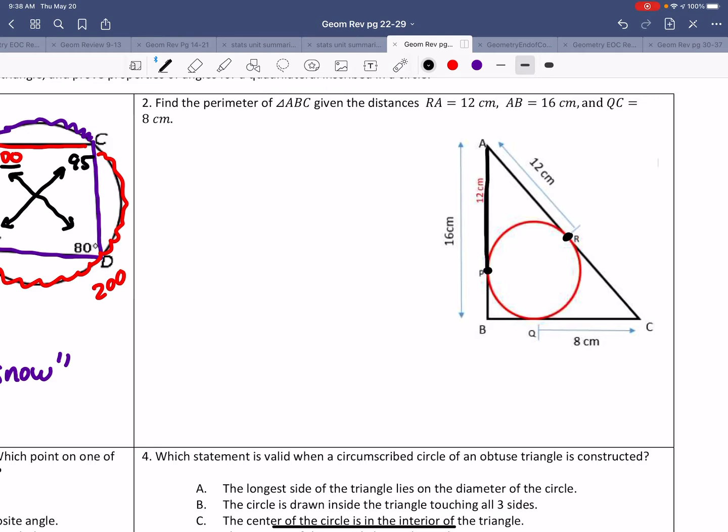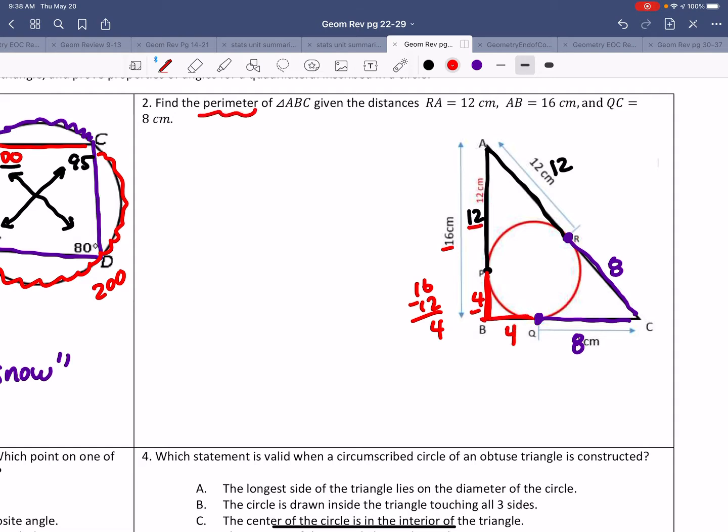All right, so this is 12 and that's 12. Tangent lines are congruent, right? This one would have to be 8 because this one is 8, right? And if this whole thing is 16, then 16 take away 12 is 4. This would have to be 4 because 4 plus 12 is 16. And then this would have to be 4.